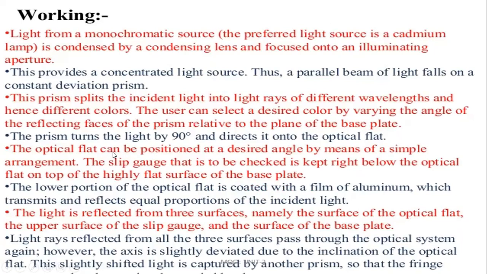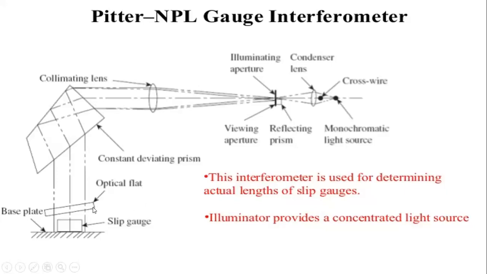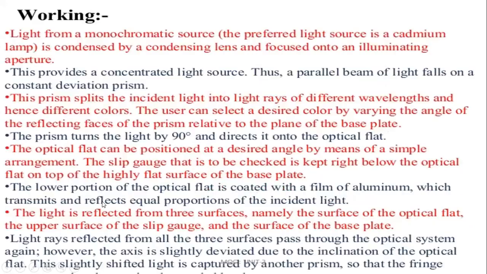The optical flat can be positioned at a desired angle by means of a simple arrangement. So we also have to arrange the optical flats correctly. The slip gauge that is to be checked is kept right below the optical flat, on top of the highly flat surface of the base plate.